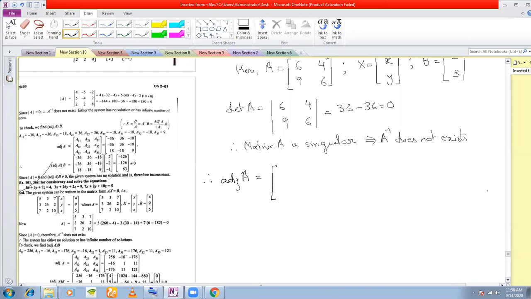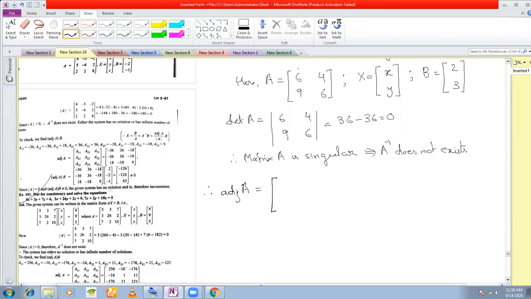Again, how to find the adjoint here? You have plus, minus, minus, plus. The minor of 6 is 6 with a plus sign, so 6 remains as it is. The minor of 4 is 9 with a minus sign, so minus 9. The minor of 9 is 4 with a minus sign, so minus 4. And the minor of 6 is 6 with a plus sign, so 6. Then transpose. Okay, so we've got the adjoint of A.